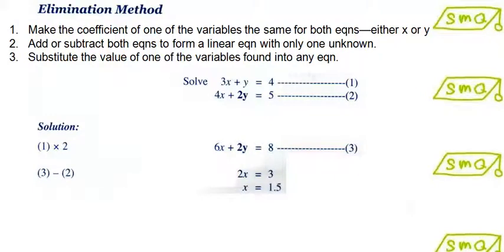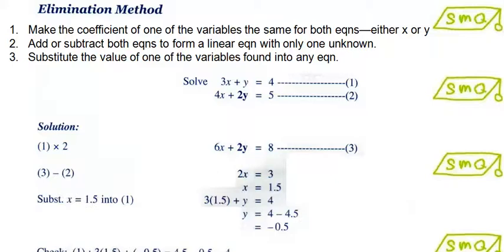Next, we substitute the value of one of the variables found into any equation. In this case, we have found the value of x, which is 1.5. We substitute x equals 1.5 into equation 1 and we can find the value of y.